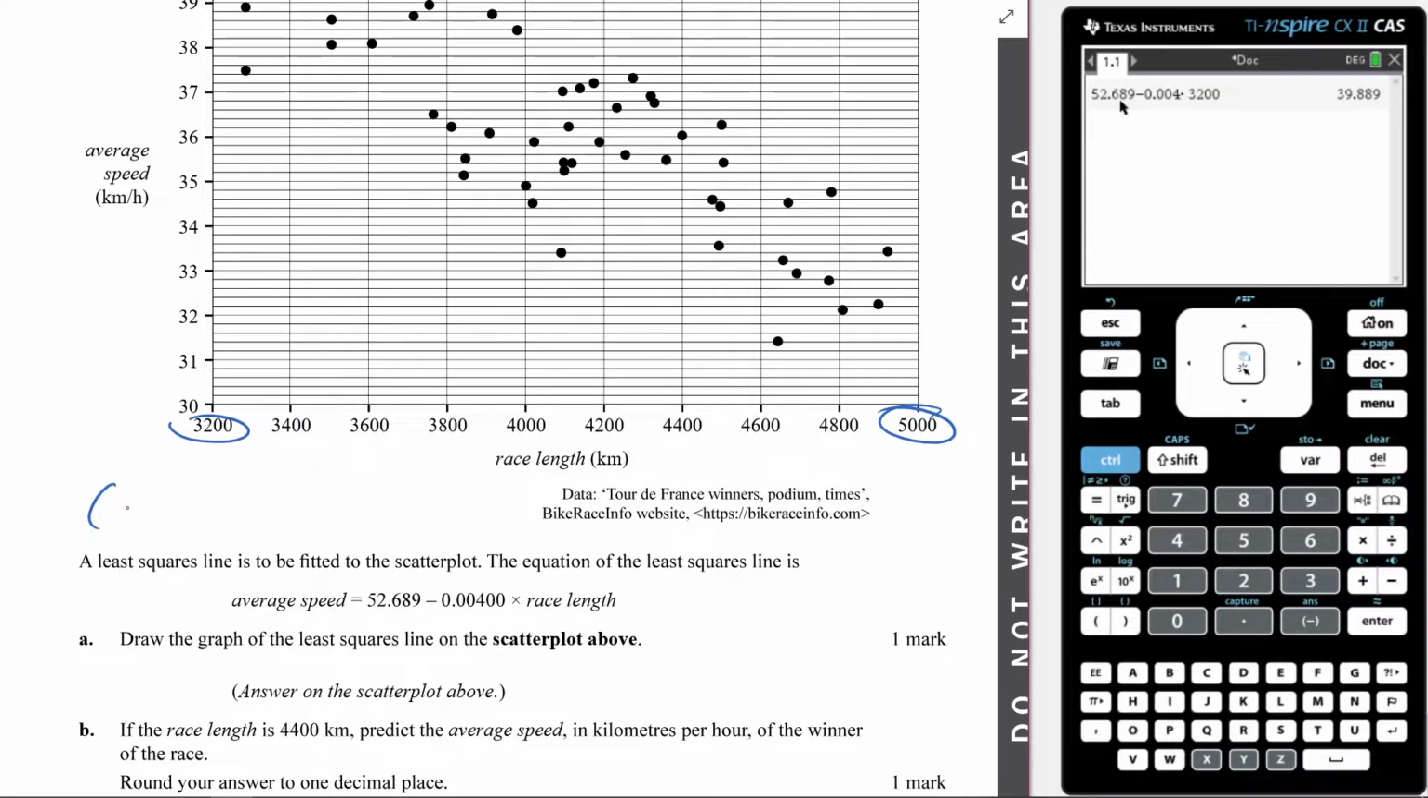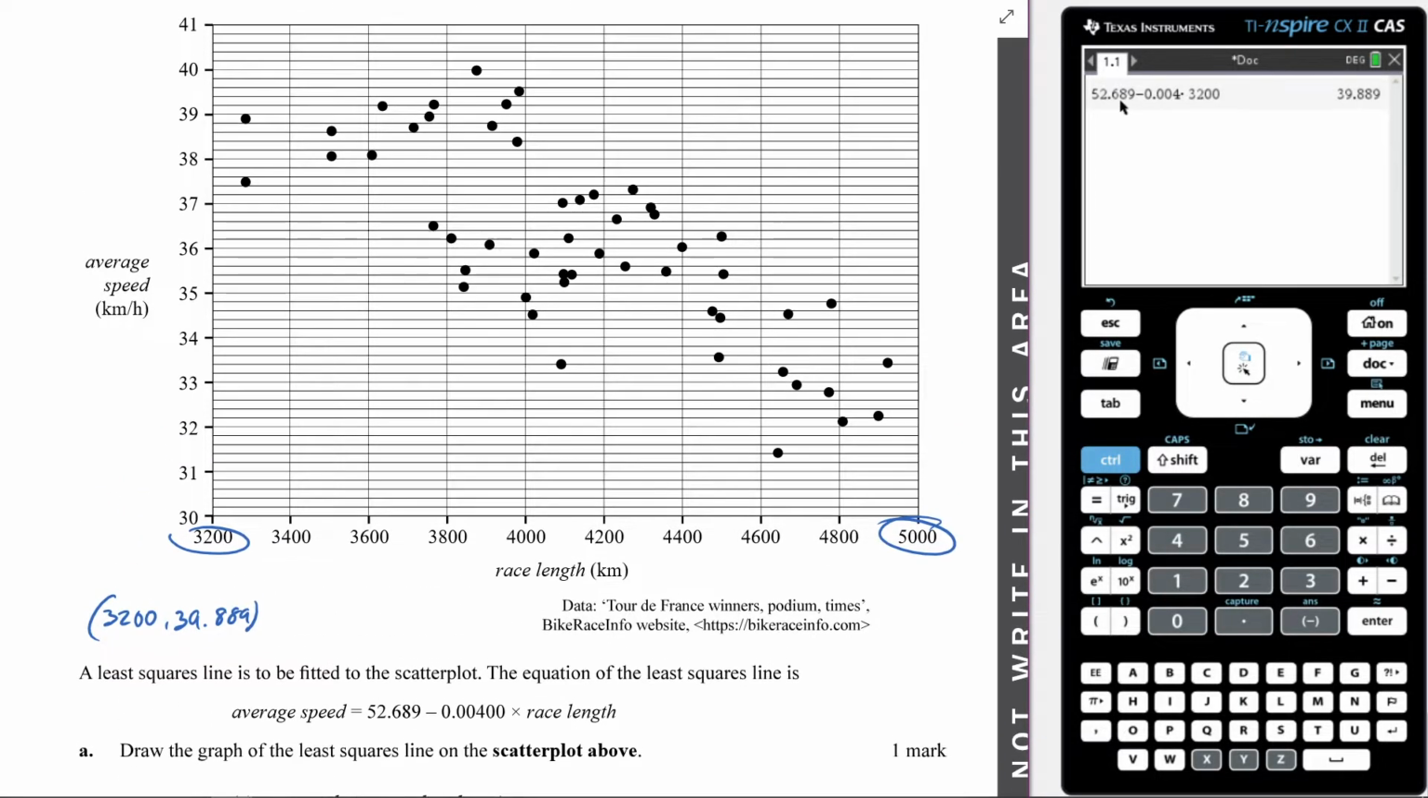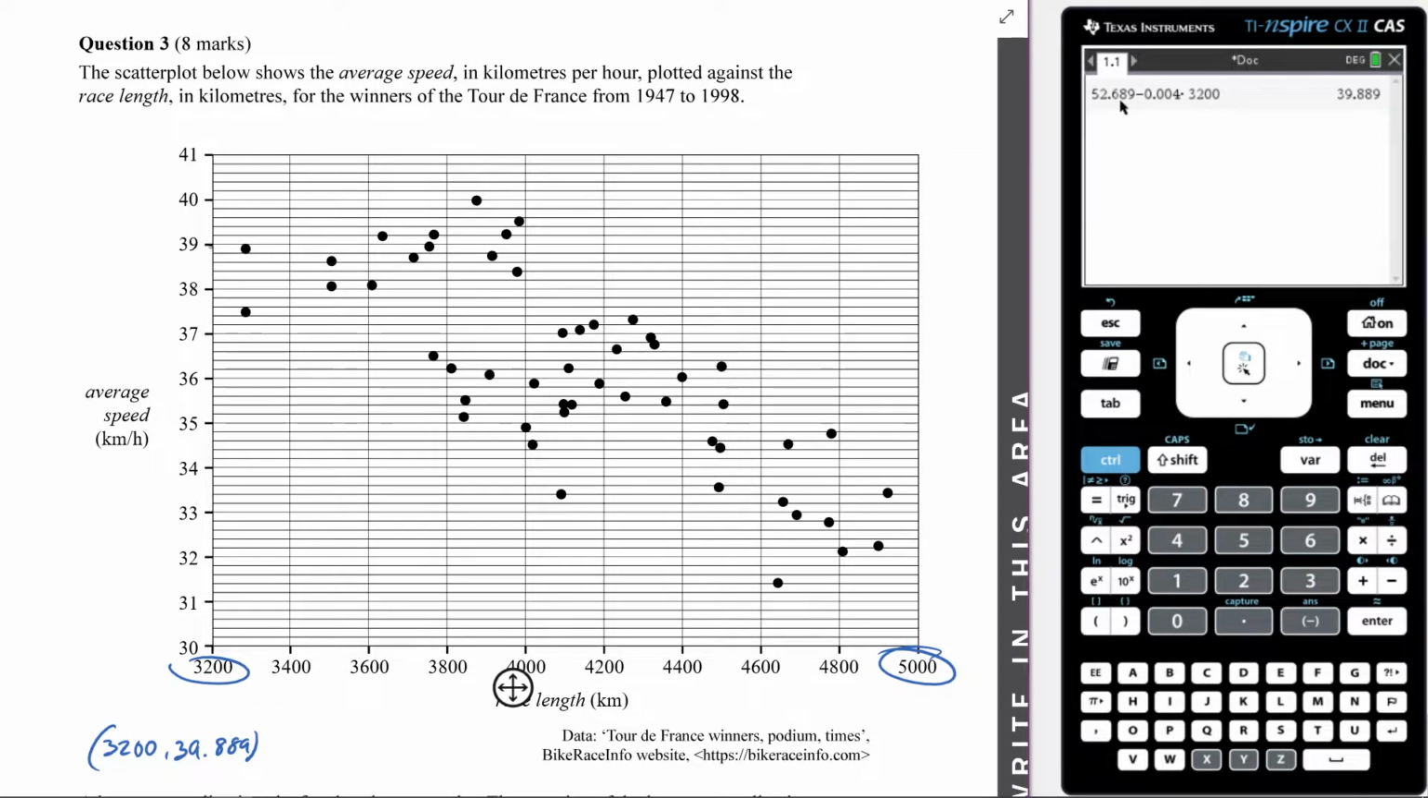So I'll come here and I'm going to say it's going to be 3200 and then 39.889. Okay, so if I would come up here, here's 39. Now it's obviously 2, 4, 6, 8, 10. So if I want 39.889, 2, 4, 6, 8, it's going to be like right there.